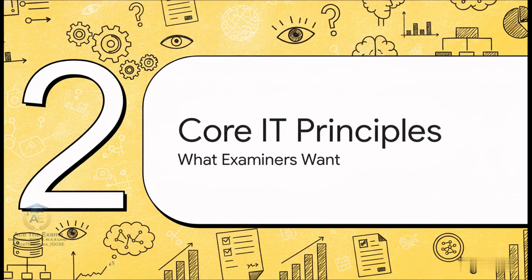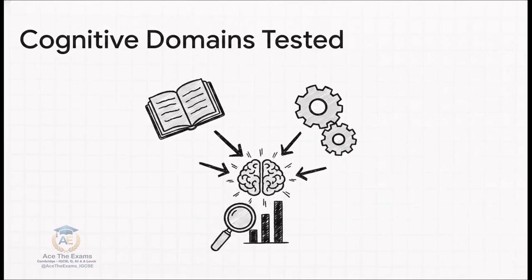Moving into Section 2, Core IT Principles, it's time to decode exactly what the examiners are actually looking for when they grade your paper. The examiners are specifically targeting 3 distinct cognitive domains when they throw a Section 8.3 question your way. They want to see your foundational knowledge, your practical application of skills, and your high-level analysis of data. Here is the secret weapon that top students use to hit all 3, the PEEL framework. That stands for point, evidence, explanation, and link.